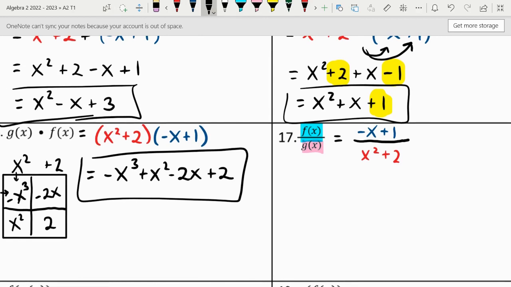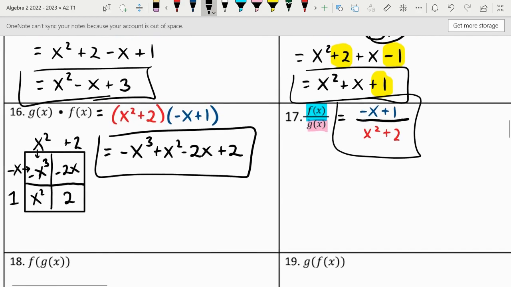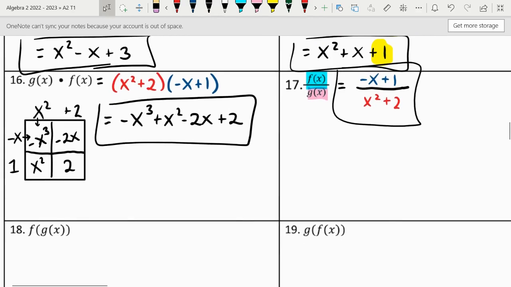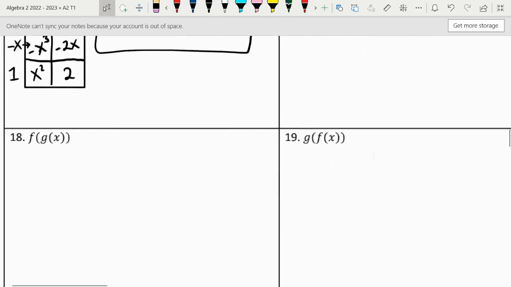And for the purposes of my class, that's literally it. That's all you do. Any questions? We'll move on after that one. So for the purposes of my class, we'll say that's good right there. That's your answer. Fully simplified in my books.